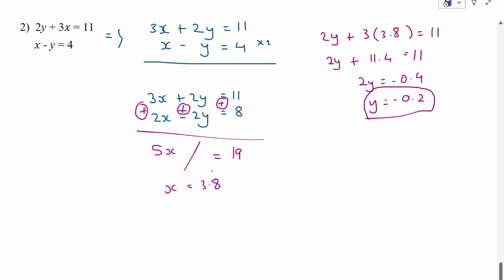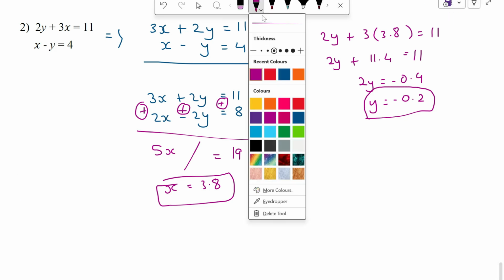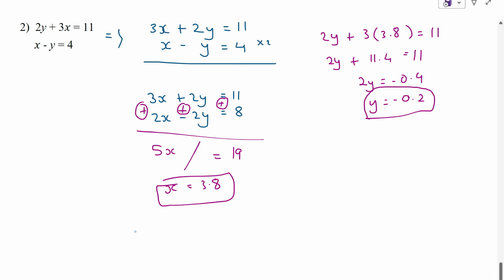Okay, now let's sub both of these values into the second equation, and that should give us 4 as our answer. 3.8 minus minus, which is a plus 0.2, and yeah, that equals 4.